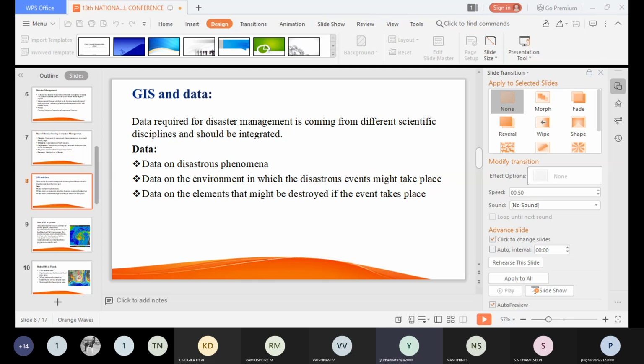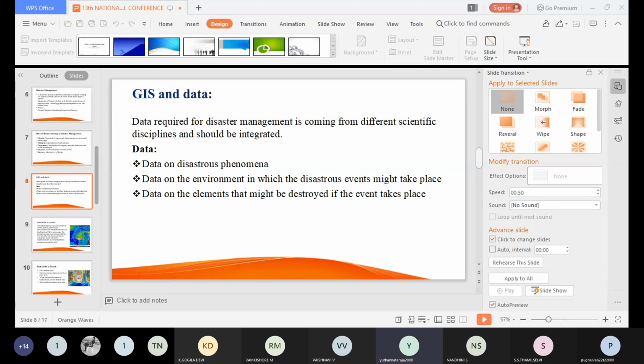What data are there? They are the data on disaster phenomena, for example landslides, floods, earthquakes. The location, frequency, and magnitude of the disaster can be identified and analyzed. Then the data on the environment in which the disastrous events might take place: topography, geology, geomorphology, soils, hydrology, land use, vegetation, etc. By using these data, we can analyze the disaster from which field we can conclude.